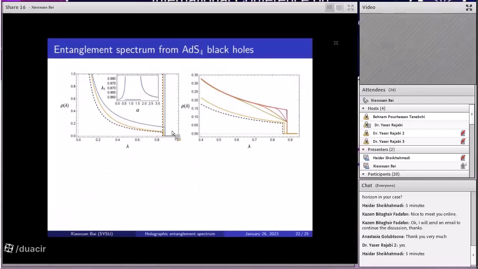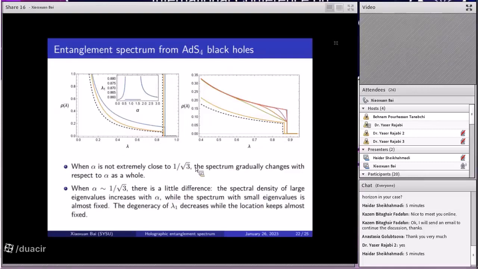Here's the entanglement spectrum for different values of alpha. In the first graph, we can see alpha is not extremely close to 1 over root 3, which we denote by the blue line. The spectrum gradually changes with respect to alpha as a whole. But when alpha is extremely close to 1 over root 3, as shown in the second graph, there's a little difference. The spectral density of large eigenvalues increases with alpha, but the spectrum with small eigenvalues is almost fixed. Besides, the degeneracy of lambda 1 decreases, but its location keeps almost fixed.